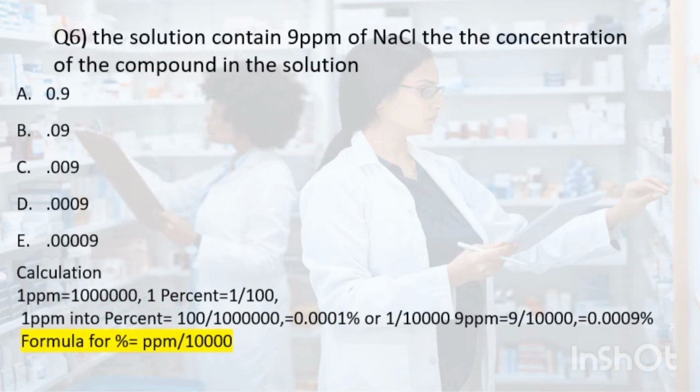Number 6, the solution contains 9 ppm of NaCl. The concentration of the compound in the solution is: Option A 0.9, 0.09, 0.009, 0.9, 0.009.